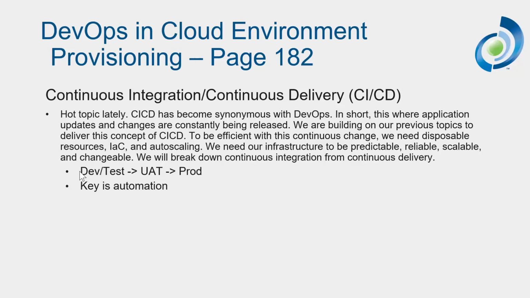So really what this is saying is dev test to UAT to prod. That's what it looks like to the business. But what it means to you as an IT professional is that we are always building, always deploying new functionality, good functionality, to our customer. So it's taking little bitty chunks of code, updating it in a circular, progressive motion.